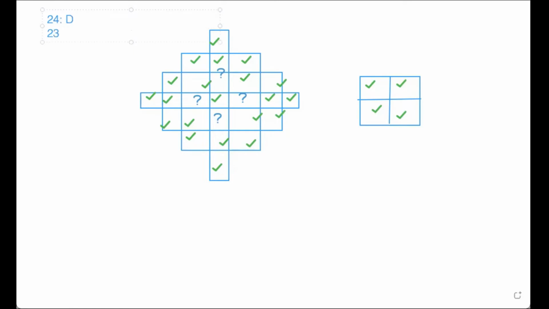And then 23 is D again. So now let's move on to problem 22.